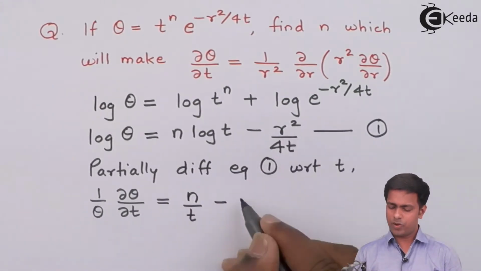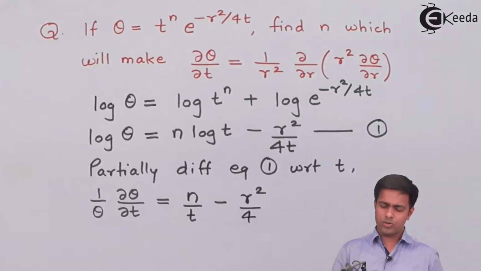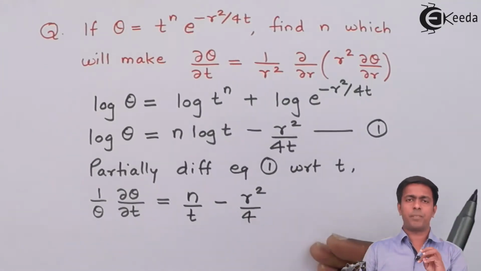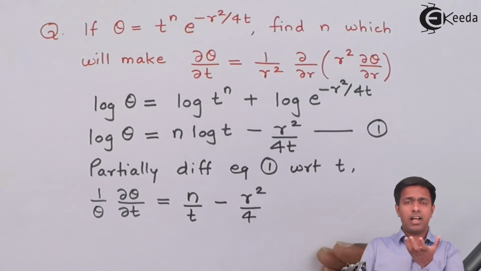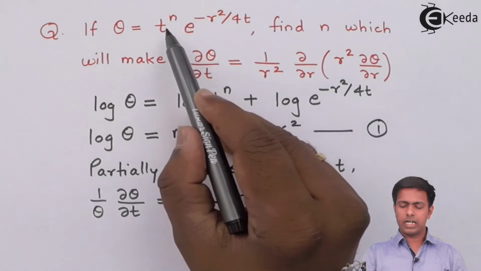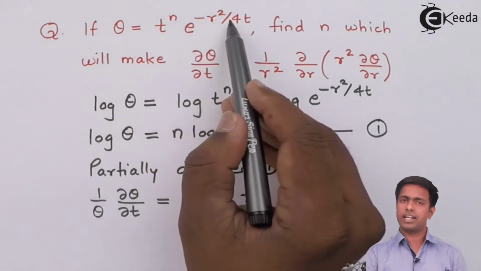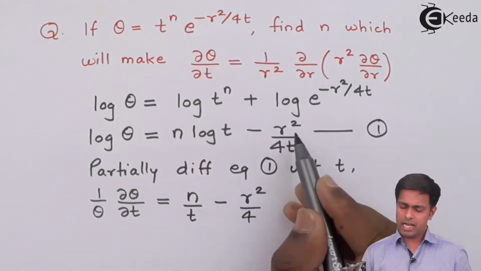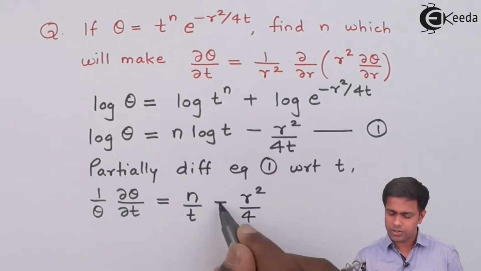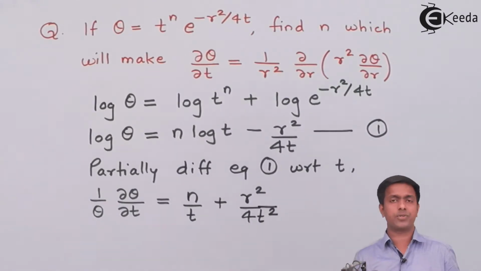Minus r square upon 4 is going to remain constant, because we are differentiating partially with respect to t, and the rule says if you are differentiating partially with respect to one variable, then other variables will be treated as constant. So here theta is a function of t and r. I'm differentiating with respect to t, so I'll be considering r as constant. So r square by 4 stays outside, and the derivative of 1 upon t is negative 1 upon t square, so that will become plus, that is 1 upon t square.